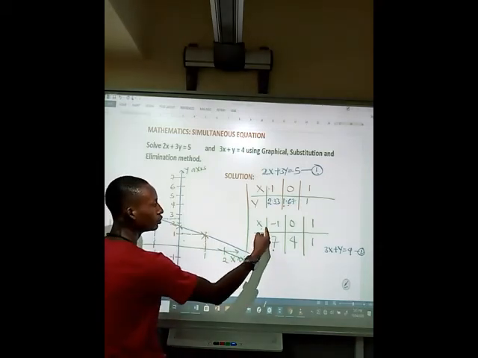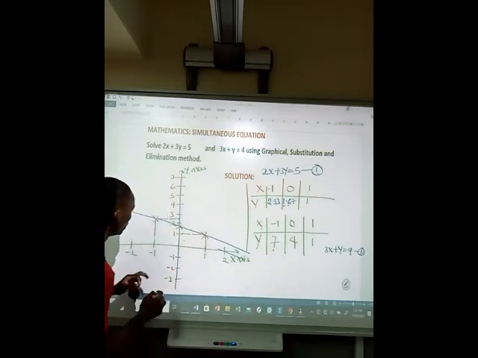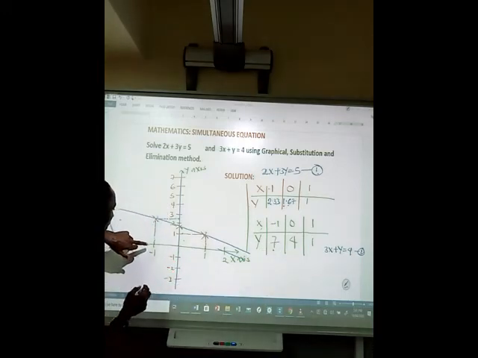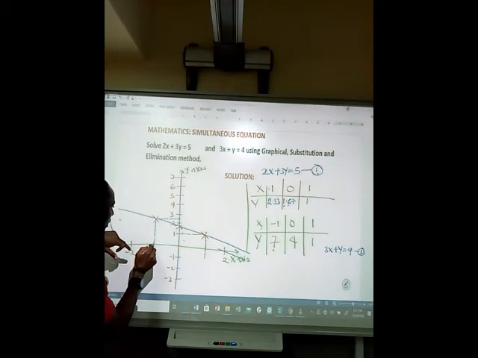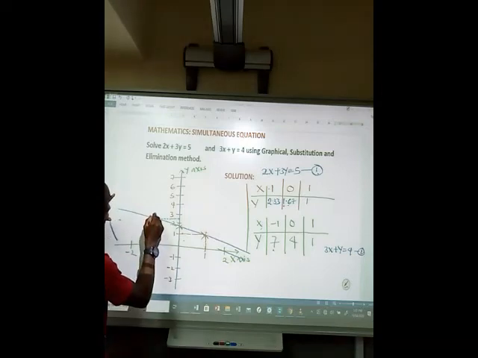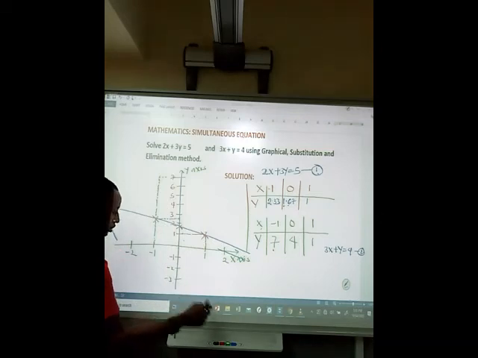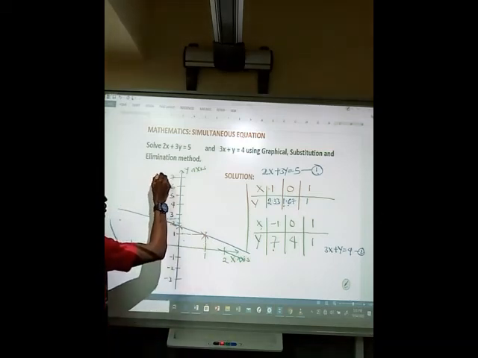For the second table, when x is equal to -1, your y is 7. Then you come here. When x is equal to -1, this is the point, your y is 7. Then you continue tracing it up, and then you trace it out. So where it meets, you can asterisk it with a star.